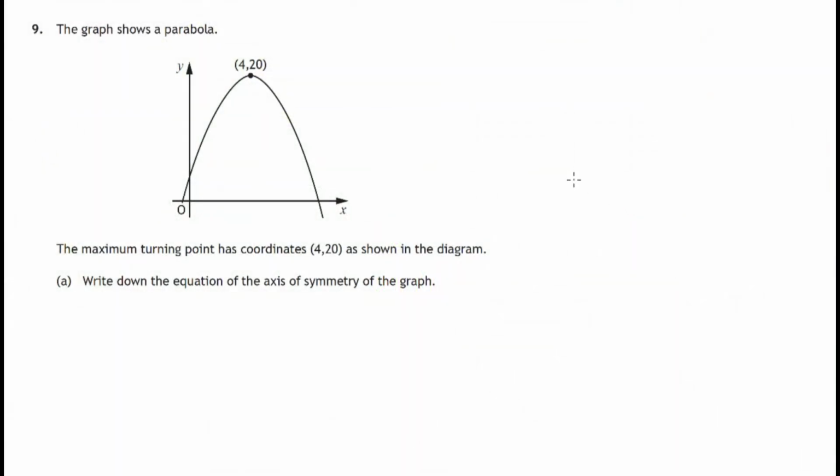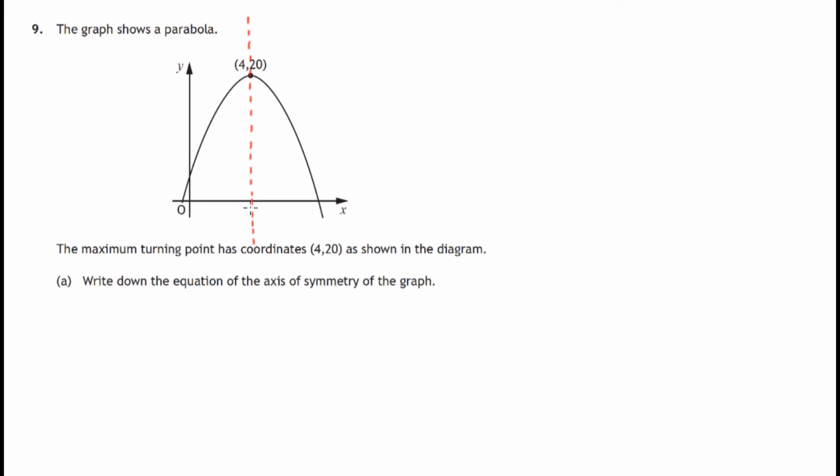In this question, we're shown a graph of a parabola and we're told its maximum turning point is (4, 20). Well, first of all, part A, we have to write down the equation of the axis of symmetry of this graph. Now, the axis of symmetry would be a line parallel to the y-axis which passes through (4, 20). Now, every point on this line has an x-coordinate that's 4.